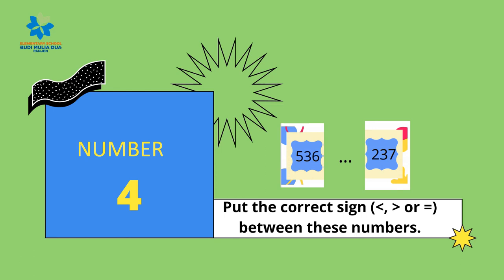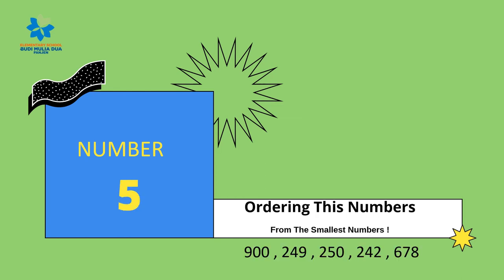And the last number. Ordering these numbers from the smallest numbers. Urutkan dari bilangan yang paling kecil dari bilangan-bilangan berikut ini.